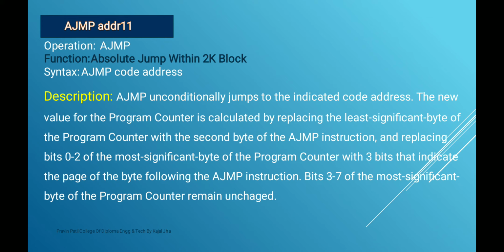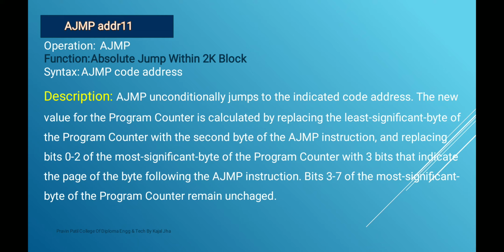The new address for the program counter is calculated by replacing the LSB of the program counter with the lower byte of the 11-bit address specified in the AJMP instruction, and replacing bits 0 to 2 of the MSB of the program counter with the remaining 3 bits from the 11-bit code address specified in the AJMP instruction. After that, bits 3 to 7 of the most significant byte of the program counter remain unchanged. Hence the 11-bit destination address must be within the same 2 KB block of the program memory.